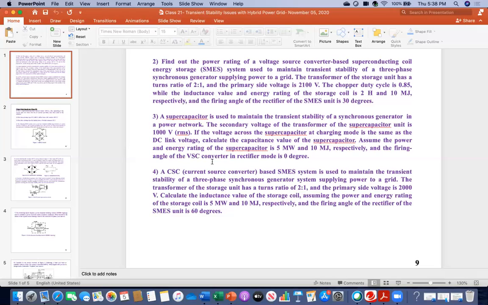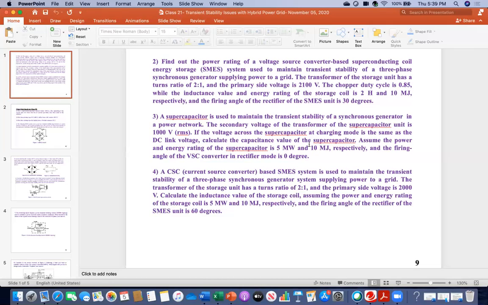And then there is the voltage source converter unit. In charging mode, that is rectifier mode, the firing angle is 0 degree. Rectifier mode means the charging mode for the capacitor, so the firing angle alpha value is 0 degree. First you need to determine the amount of DC voltage developed by the VSC converter, provided that alpha is 0 degree. Once you get that, you can relate it, because the question is to find the capacitance value.